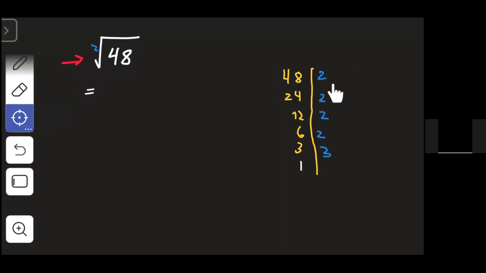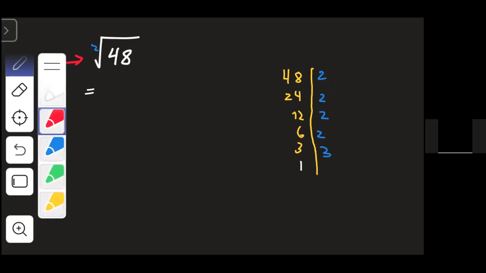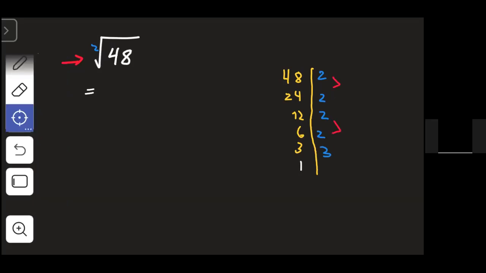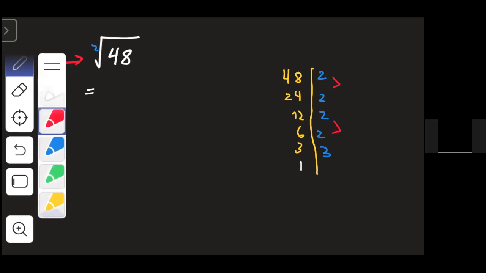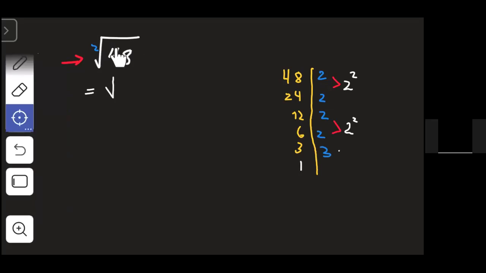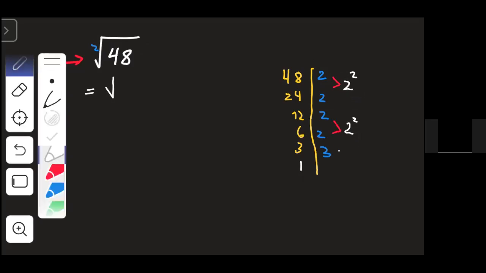So now we're going to make groups of 2. This and this, this and this. So instead of having 2, 2, I know that can be written as 2 squared. 2, 2 again can be written as 2 squared. And 3 is alone. So instead of 48, the factorization for 48 is 2 squared.